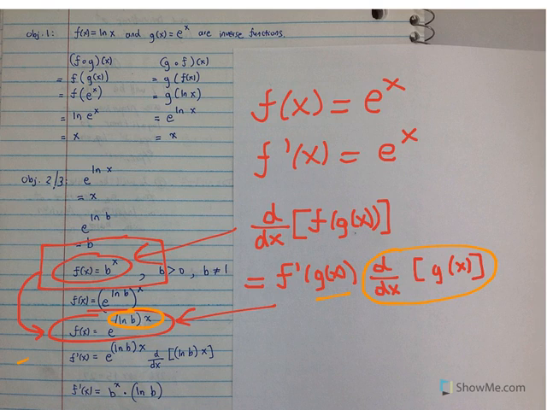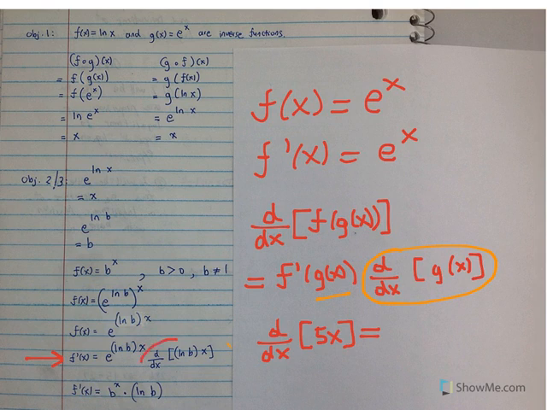So using the chain rule, we can now find the derivative of our function. So we take the derivative of the outside function e to the x evaluated at the inside function, and that gives us e to the natural log of b times x, and then we multiply by the derivative with respect to x of the inside function. So when we do that, this is what we have. This is the derivative with respect to x of the inside function.